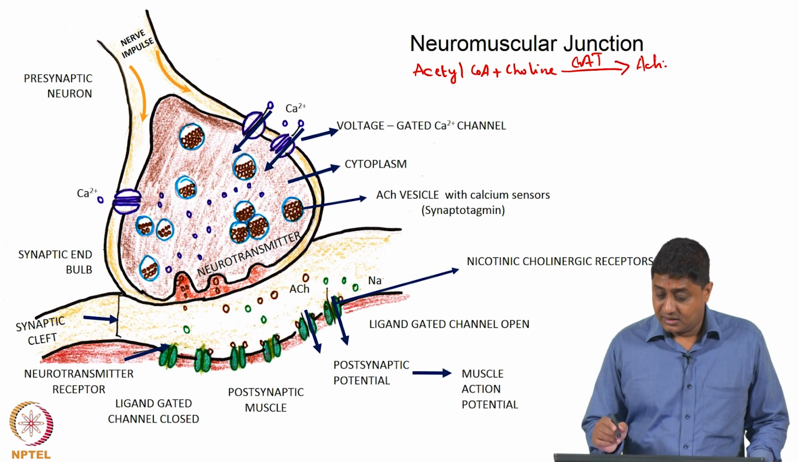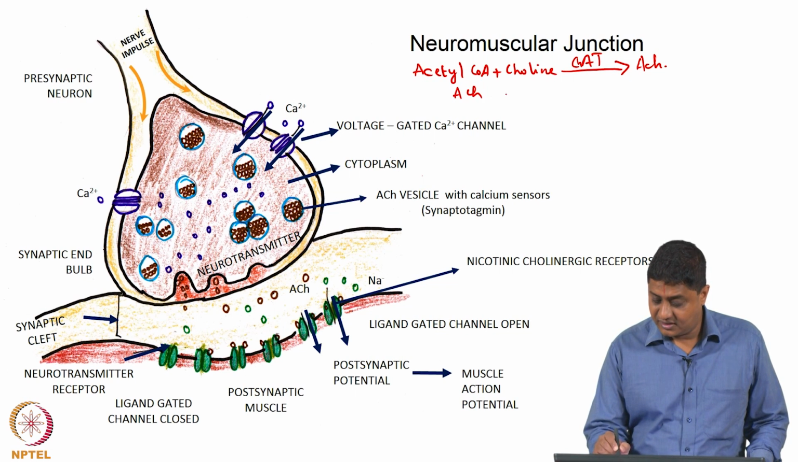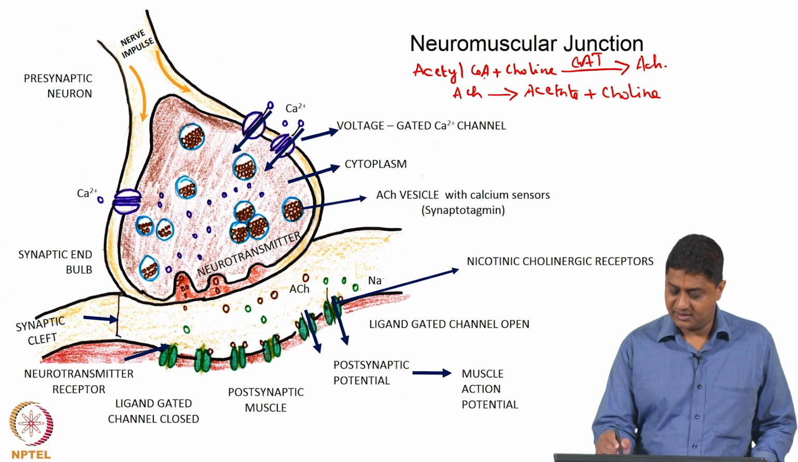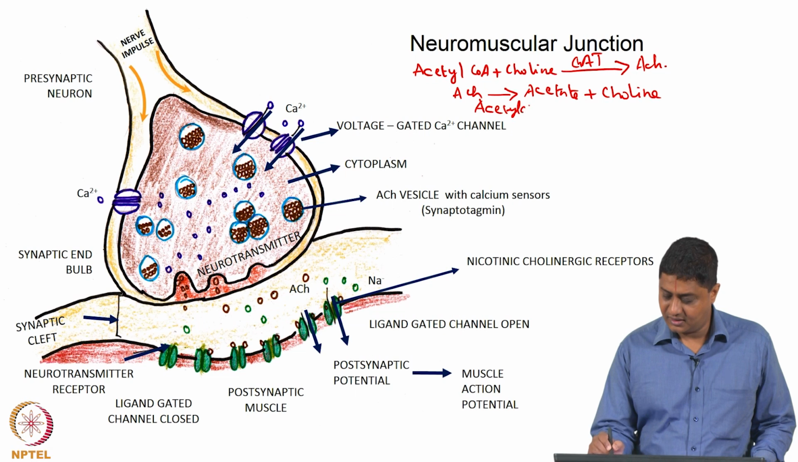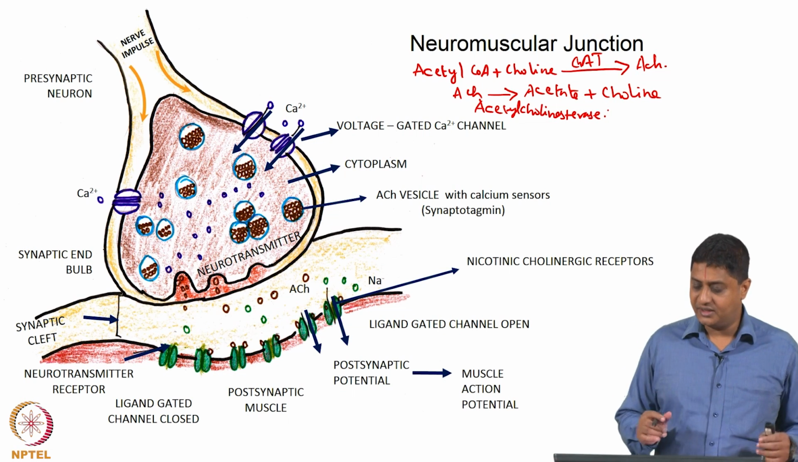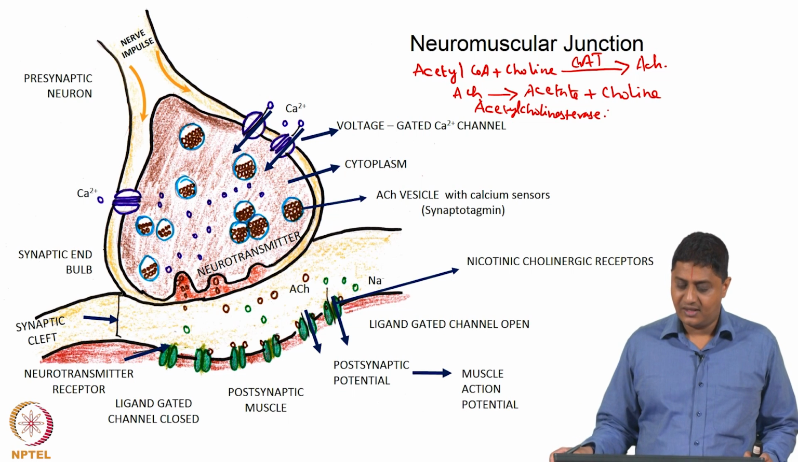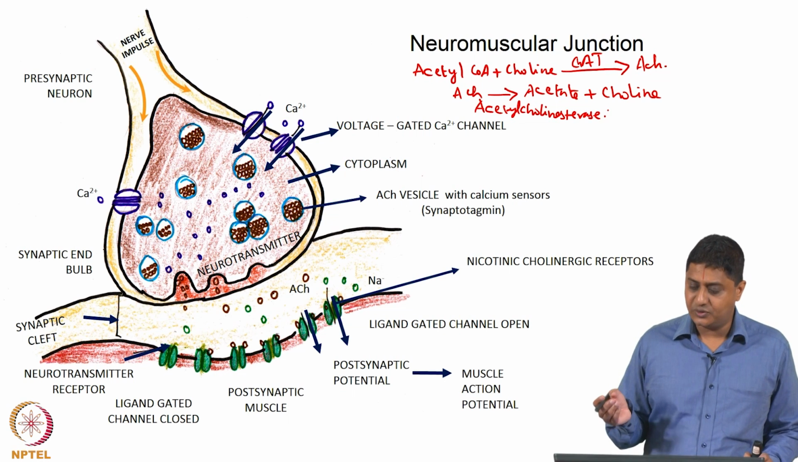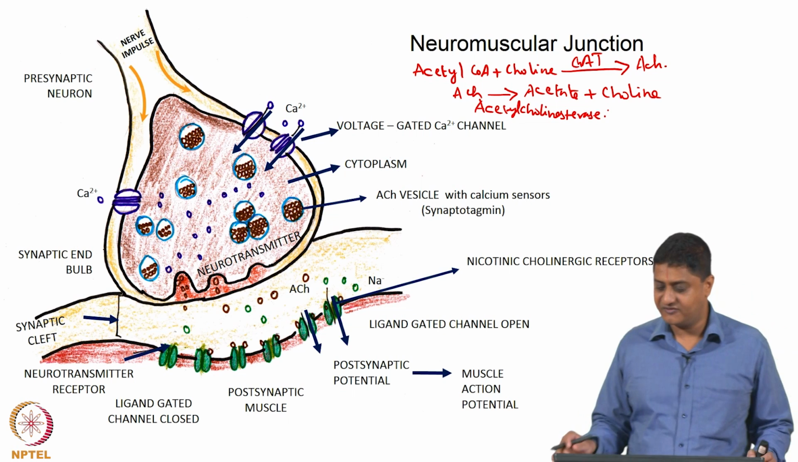Now acetylcholine itself is broken down into acetate plus choline by what are called esterases. In this particular case, that is acetylcholine esterase. So acetylcholine esterase breaks acetylcholine into acetate and choline, and choline acetyltransferase brings acetyl coenzyme A and choline together to make acetylcholine. So, this is the life cycle of acetylcholine.